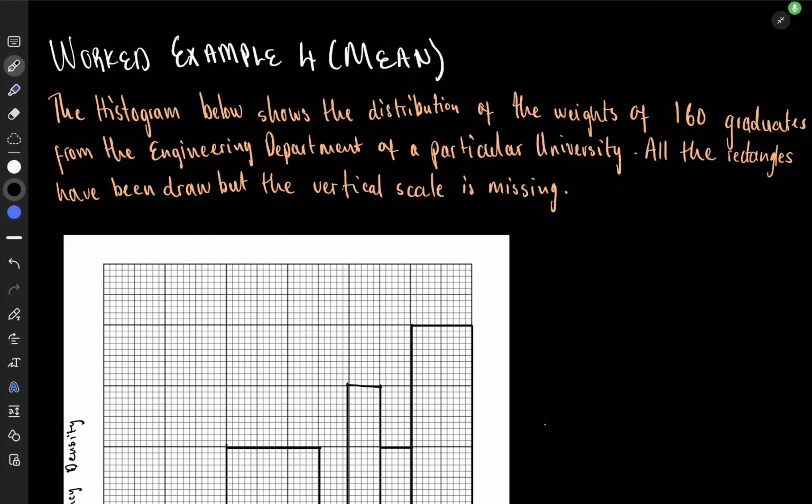Now we are going through worked example 4. Let's see what it says. The histogram below shows the distribution of the weights of 160 graduates from the engineering department of a particular university. All the rectangles have been drawn, but the vertical scale is missing.